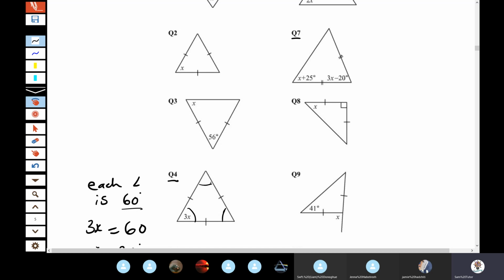All right, question 7. Question 7 again says these two are isosceles, which means this is equal to this. So it's always opposite. That's how I know it's those two. So how do I use that fact? What would you do for this question?